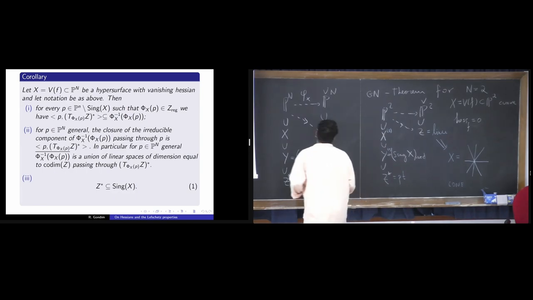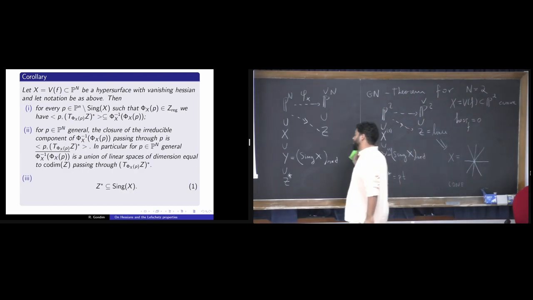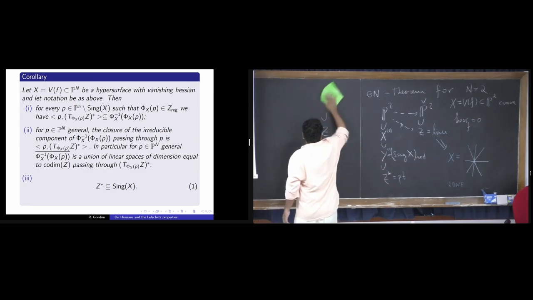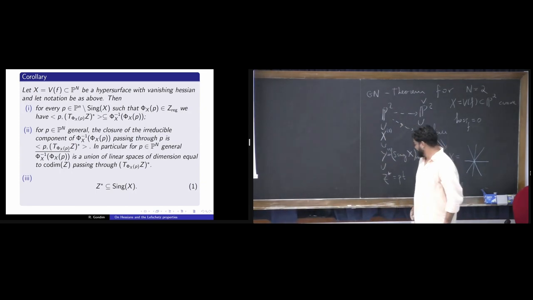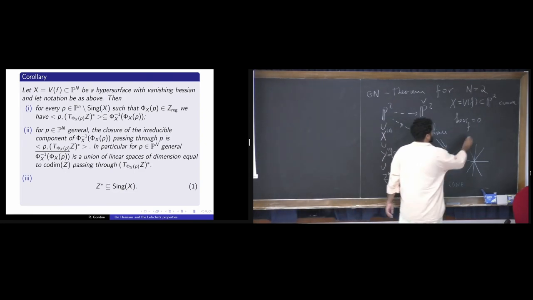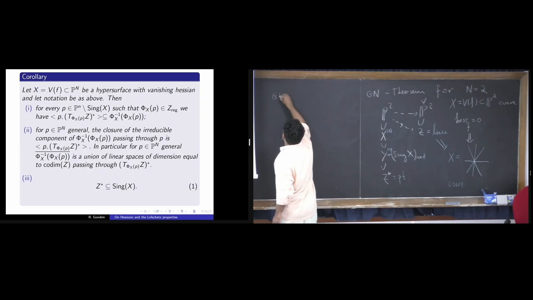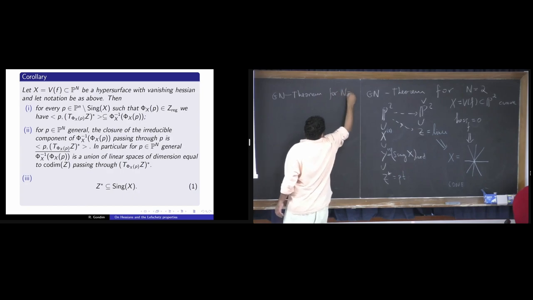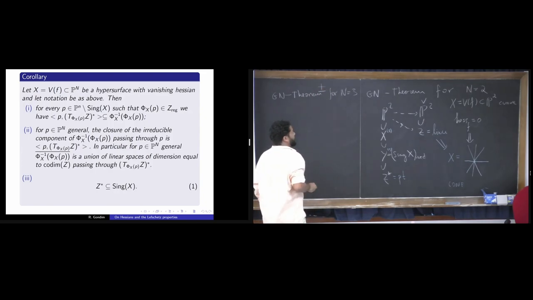I will not give all the details for the Gordan-Noether theorem in P3, but let me say something. Here in P2, vanishing Hessian implies a cone. More or less, not all the details.